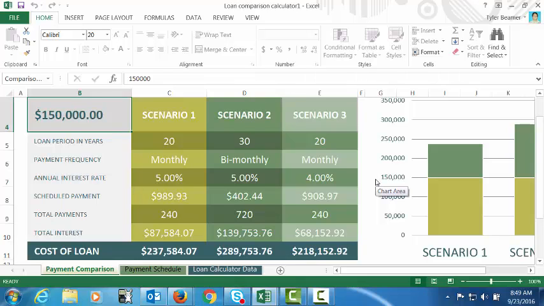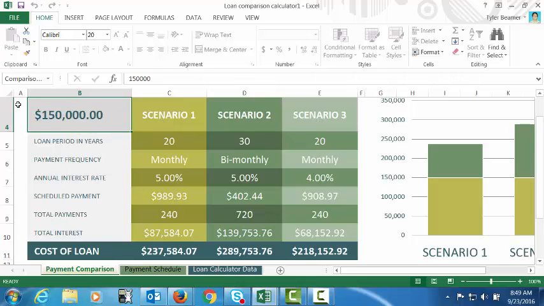It's also a really powerful tool if you're actually shopping for a mortgage and you have 3 different loans from 3 different banking institutions that you want to compare to see which one is a better deal in terms of how much you're paying over the life of the loan. So as you can see, you've got 3 different scenarios representing 3 different loans.